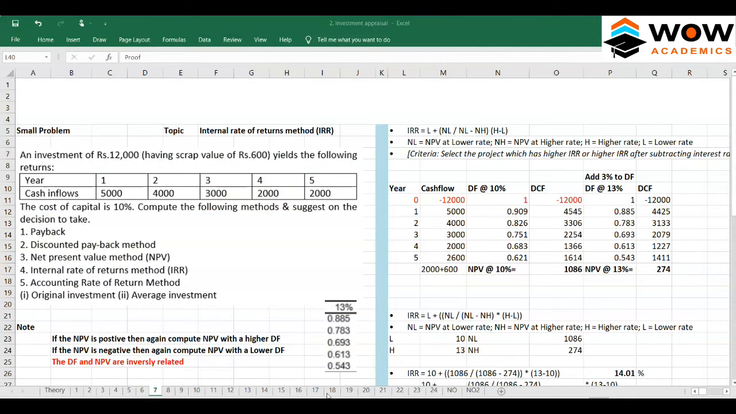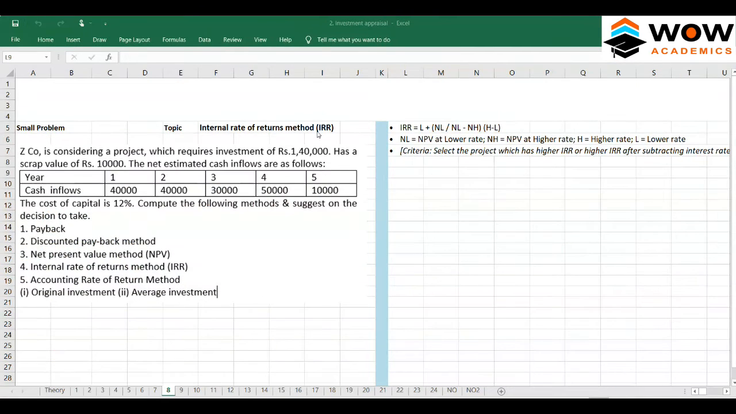So we'll do one more sum in IRR. ZCO is considering a project which requires an investment of 1,40,000 and has a scrap value of 10,000. The net estimated cash inflows over 5 years are 40,000, 40,000, 30,000, 50,000 and 10,000. The cost of capital is 12%. Compute the following methods and suggest the decisions to take. So we are working out IRR, and we'll continue with the IRR here. I'll just get the question data.